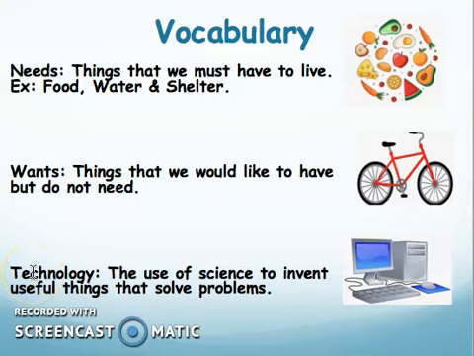And our last word, technology, is the use of science to invent useful things that solve problems. For example, like a computer or a laptop, right? And we know that now this is very useful to us having a computer at home because it allows us to continue with remote learning.